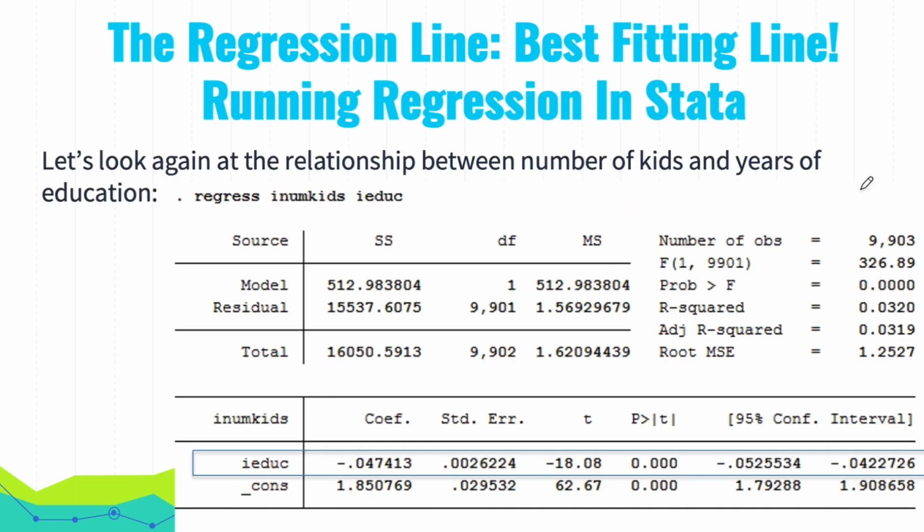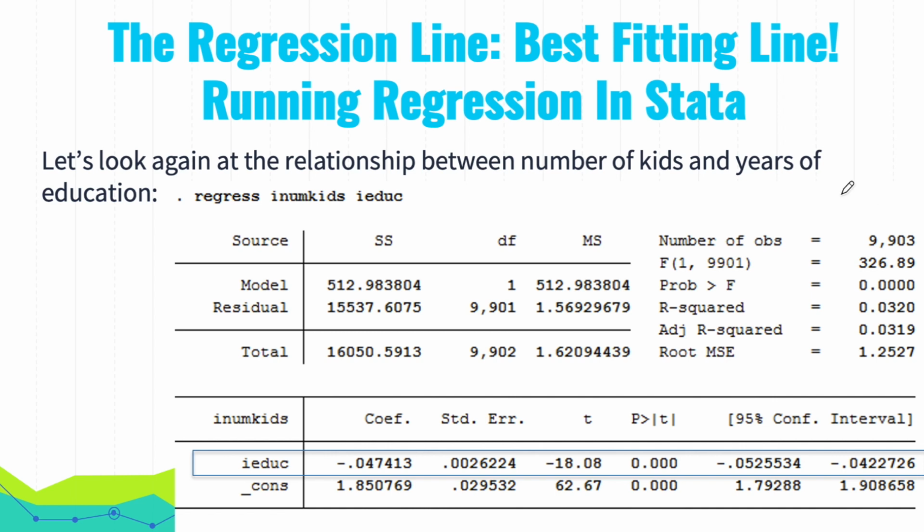Let's go back to looking at the relationship between number of kids and years of education. Here we're using Stata and we've entered regress, our dependent variable, number of kids, and independent variable, years of education completed. This big square table is what's produced by Stata when you enter the regress command.